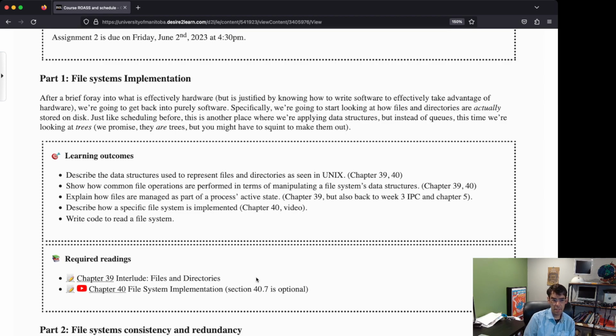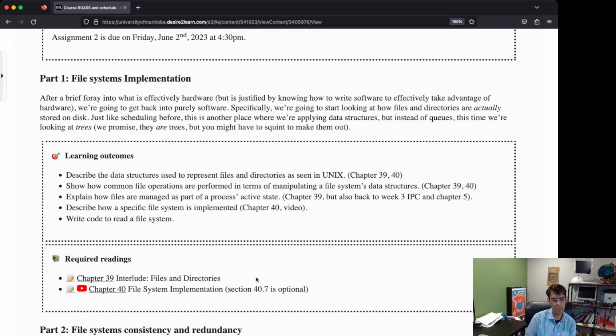This comes from chapter 39 and 40. Again, more chapter 40 than 39. Chapter 39 is talking about the API. Chapter 40 is talking about the actual data structures. Both of these are related. This is going to be something that you can expect to be assessed on in something like a final exam.